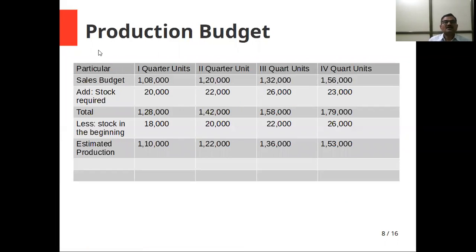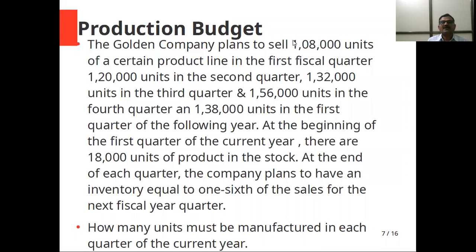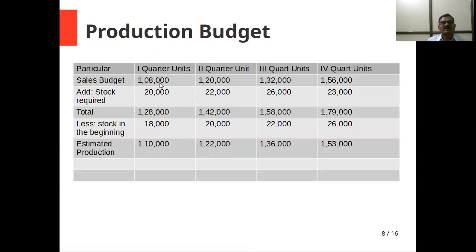So this is the answer on your screen. Production budget. There are 5 columns: particulars, first quarter, second quarter, third quarter, and fourth quarter. First, we have to note the sales budget. In our example, this figure is already given: 1,08,000, 1,20,000, 1,32,000, and 1,56,000. So we have to put these figures.